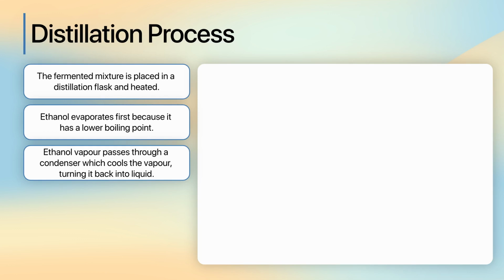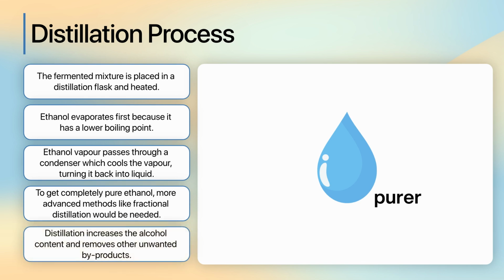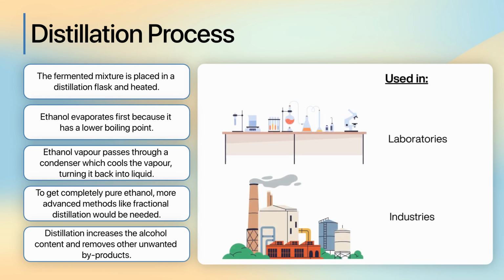This process results in ethanol that is much purer, although there might still be some water left, creating an ethanol-water mixture. To get completely pure ethanol, more advanced methods like fractional distillation would be needed. But simple distillation is enough to show the main ideas behind separation techniques at this level. Distillation not only increases the alcohol content, but also removes other unwanted byproducts that could affect the quality of the ethanol. This method is commonly used both in laboratories and industries to purify liquids based on their boiling points.